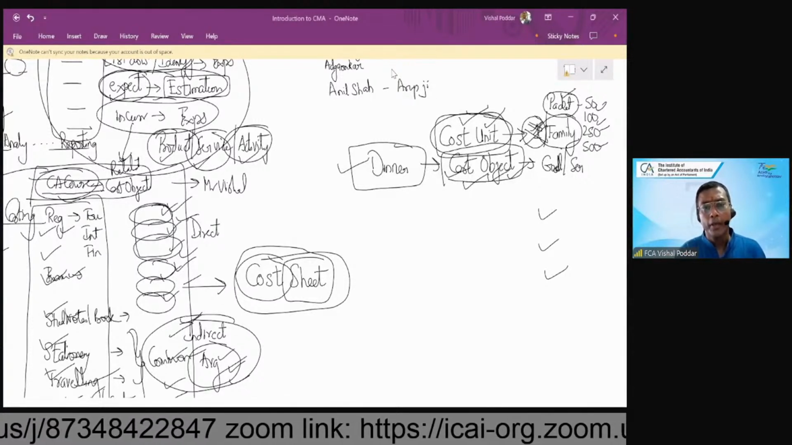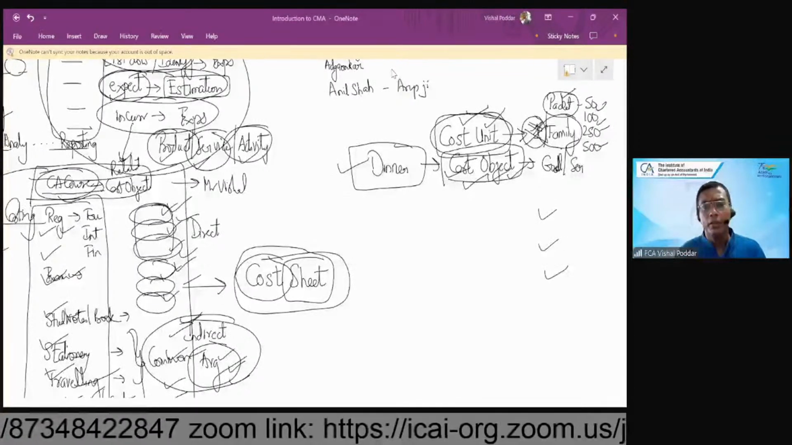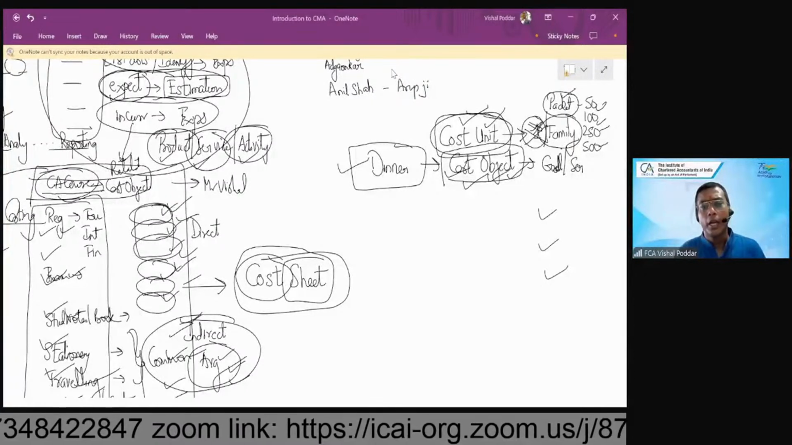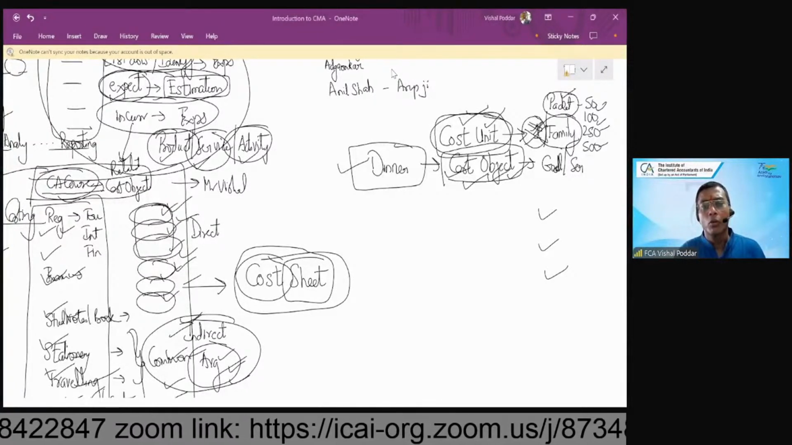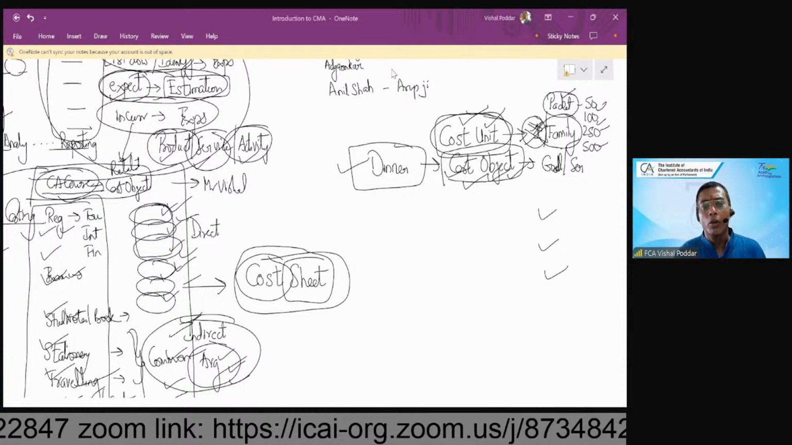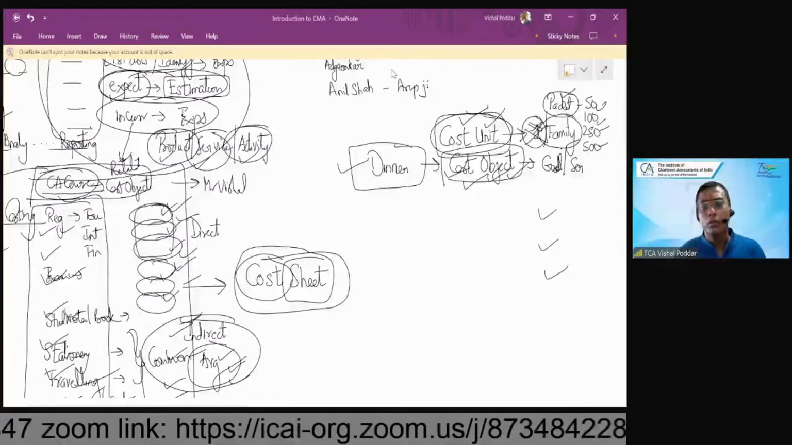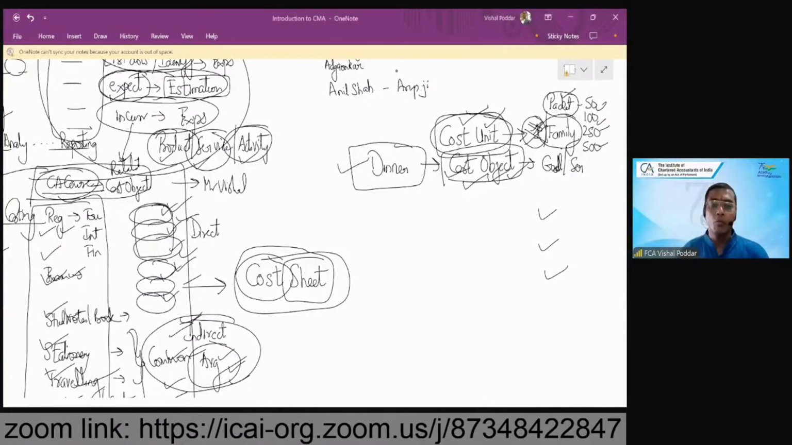Kya notebook ke pages all page cost? I did not understand. Sir, that means we will do costing for the whole thing that we bring and not what we are actually using. Okay, that is a different thing. We'll come to what you have asked.